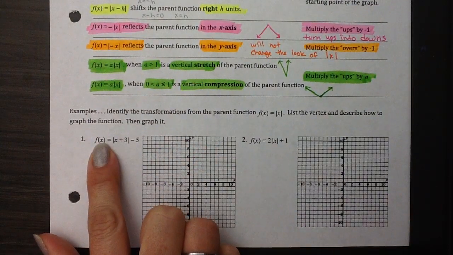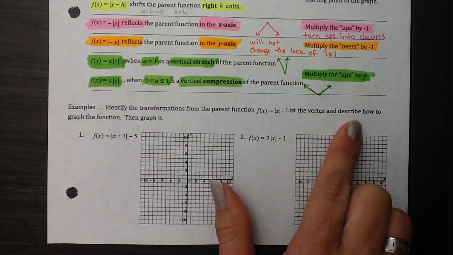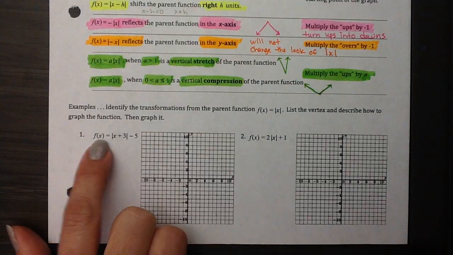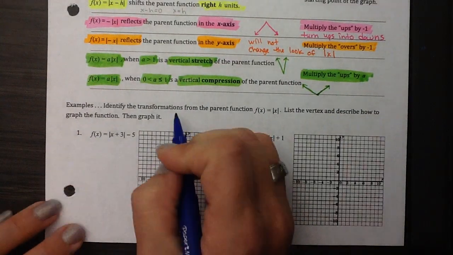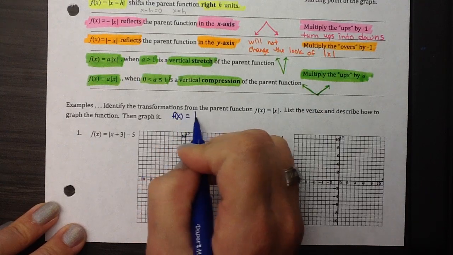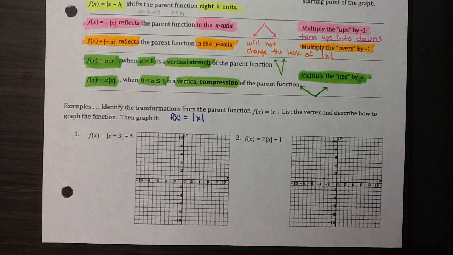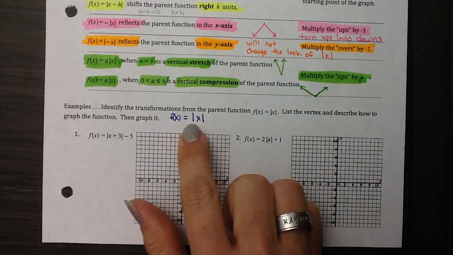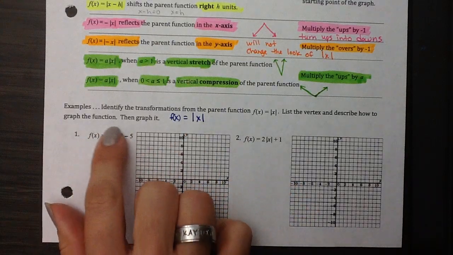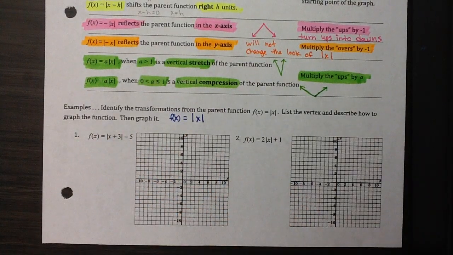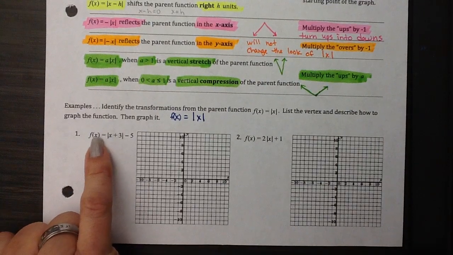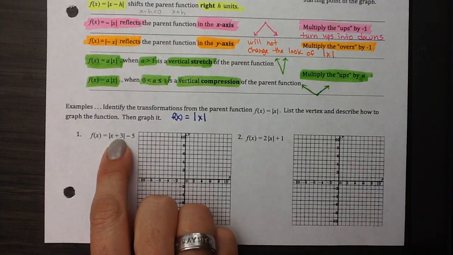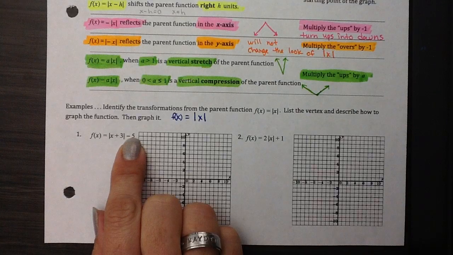We're supposed to say the transformations, list the vertex and describe how to graph the function, then graph it. So in our parent function of f of x equals absolute value of x, anything that is not an f or the parentheses x or the equal sign or the two bars or the x, everything else you see in here has to be accounted for by a transformation. So I can ignore the f of x and the equals, I can ignore the bars and the letter x, so I have to pay attention to this plus 3 that's inside and this minus 5 that's outside.